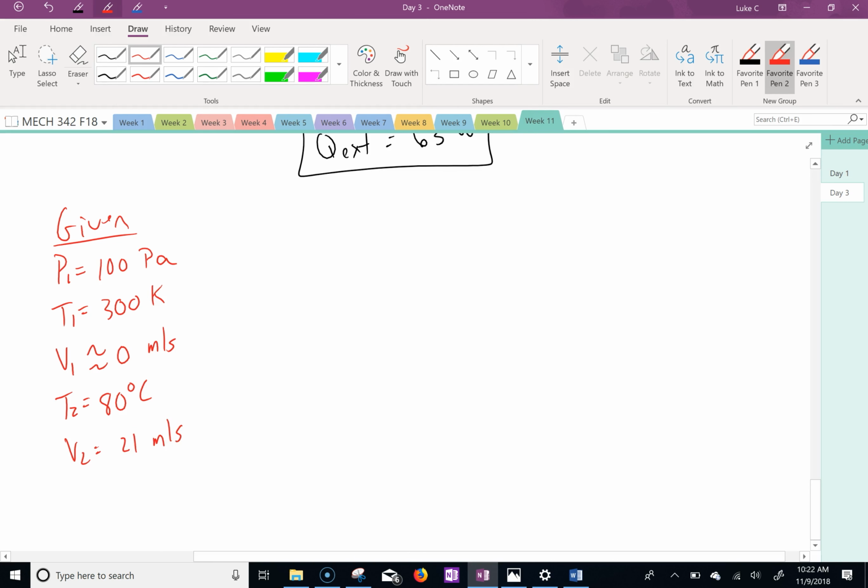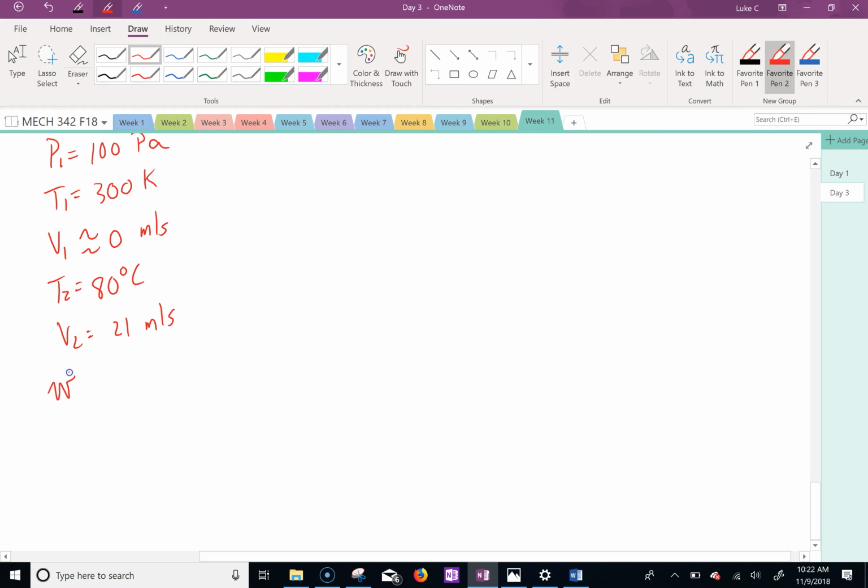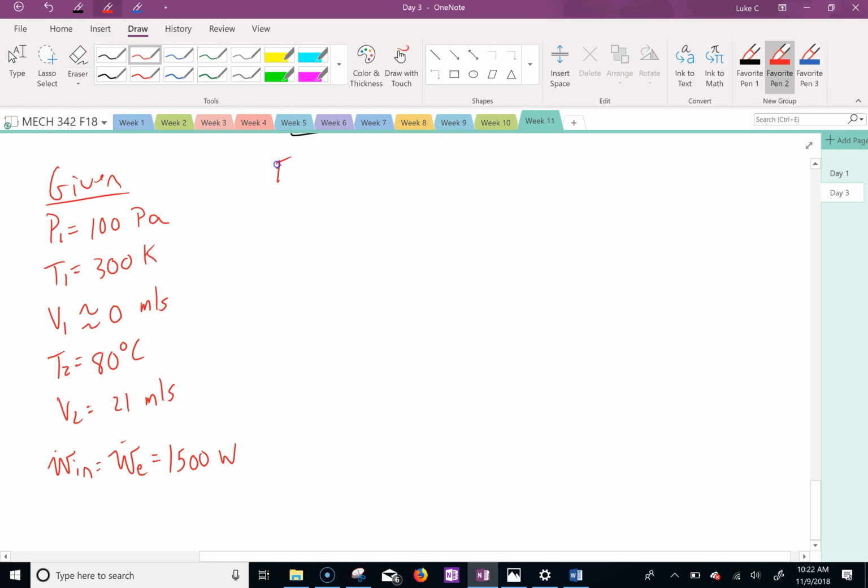And all that speed has to do with the props on the fan. They're angled and they're curved to help force the air. We have an electric input of 1,500 watts. We're going to find m dot and V dot, right?